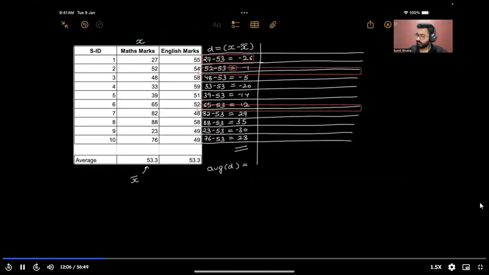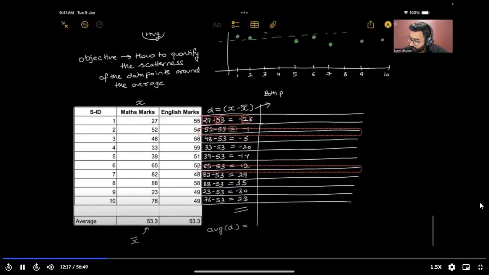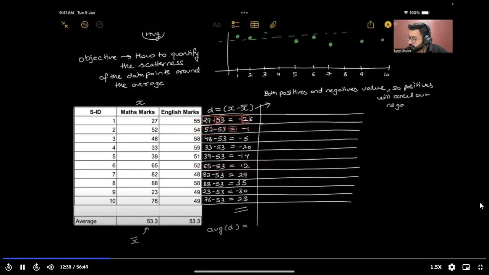But there's a problem. If I just take the average of all these distances, since this D comes with both positive and negative values, your positives will cancel out negatives, right? So that will be a problem. Now, one way to solve this problem is to take the absolute value of the distances. Another way to solve this problem is to square it. Mathematically, taking a square is a better option.